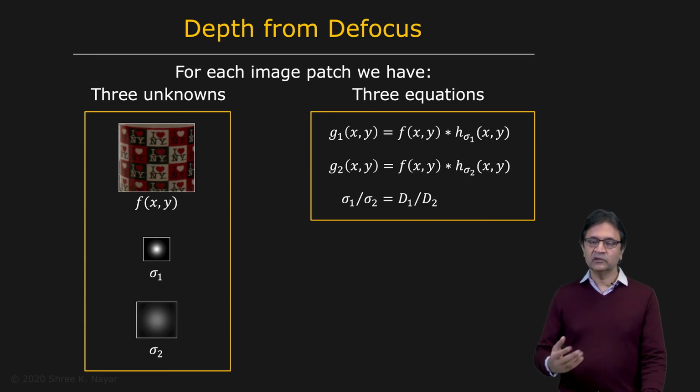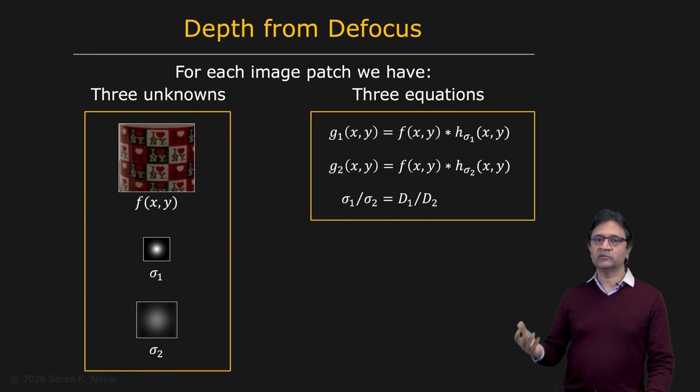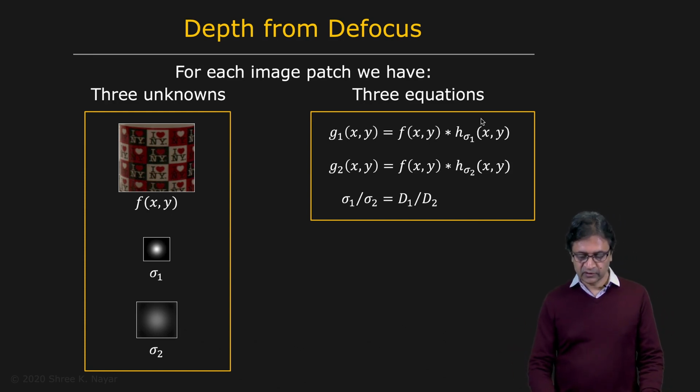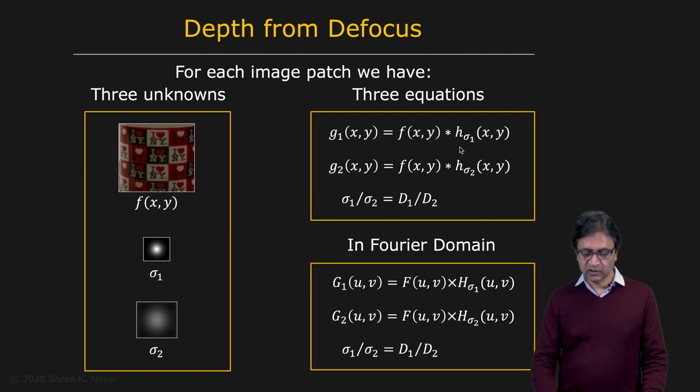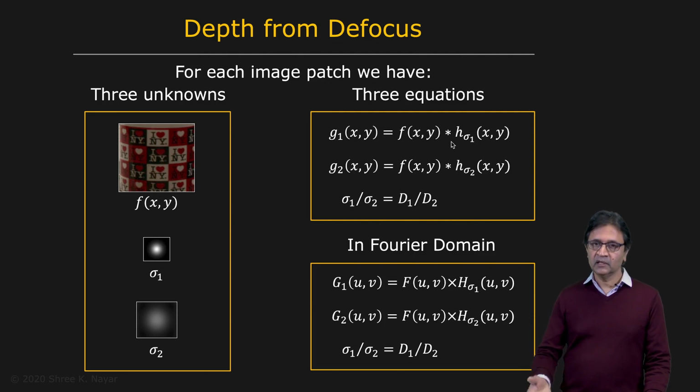And it's convenient to look at these three equations in frequency domain or Fourier domain. If you take the Fourier transforms of these two equations, you get this. We know that convolution in spatial domain is equivalent to multiplication in Fourier domain. So you have G1 UV is equal to F UV times H sigma 1 UV.